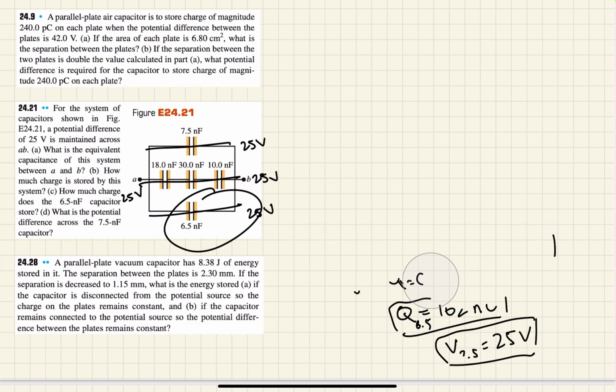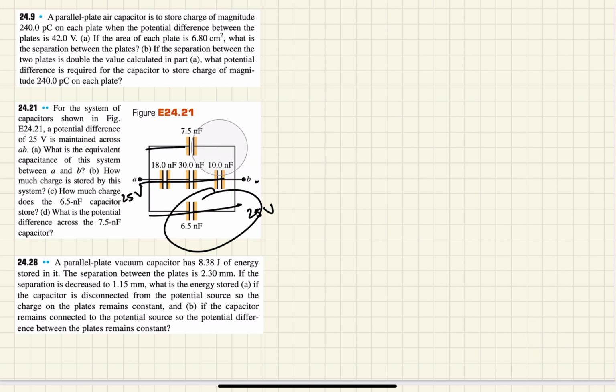All right. Moving on to the third question. This is about energy in capacitors. You've got 8.38 joules of energy. Separation is 2.3 millimeters. If the separation is decreased to 1.15, so it's basically halved, what is the energy stored: A, if the capacitor is disconnected, and B, if it remains connected? I'll get to that in a second.